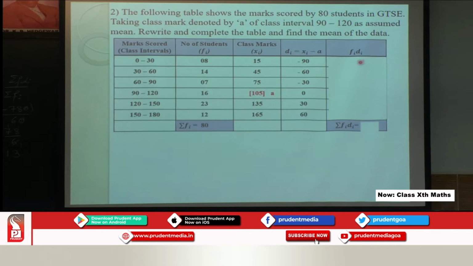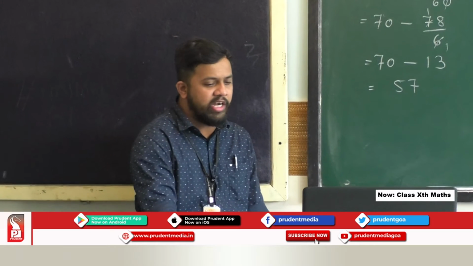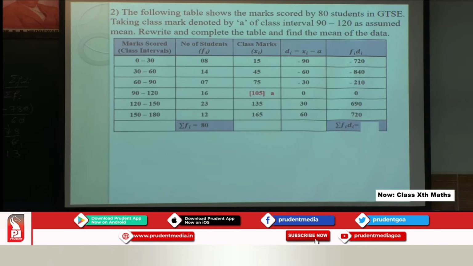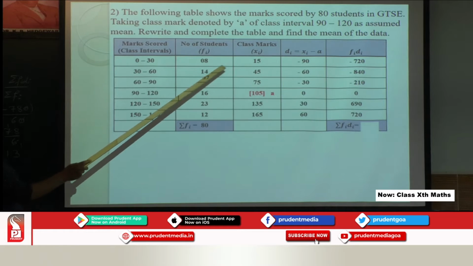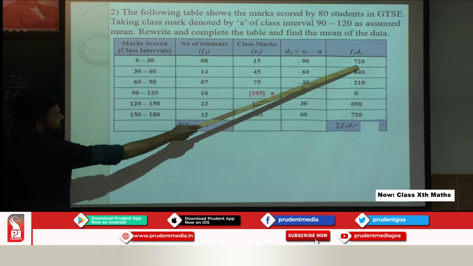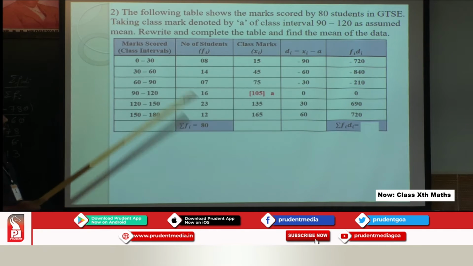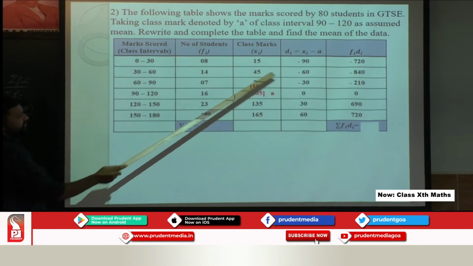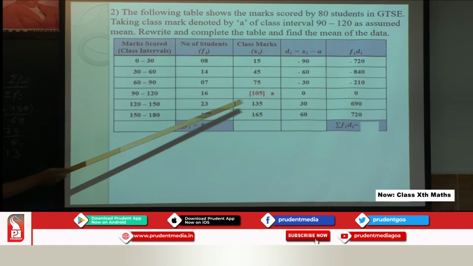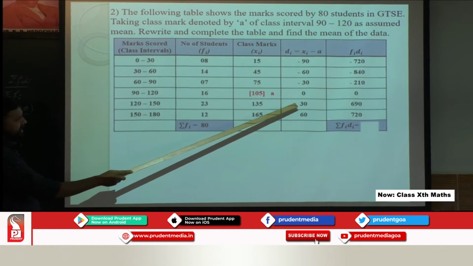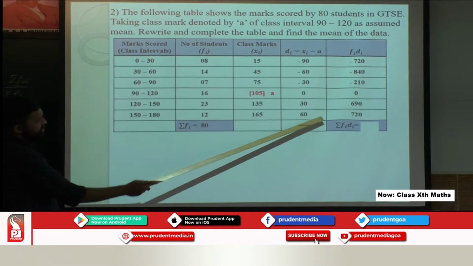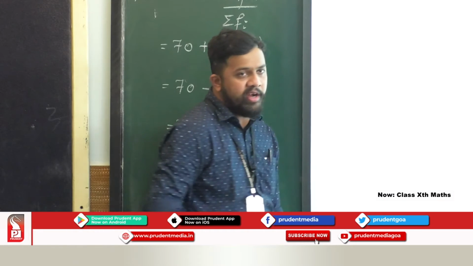What is the next column? fi into di. So let's multiply now. Once you multiply, you will get this answer. You can check. The first one is 8 into 90. 8 nines are 72, that is minus 720. 14 into 60, 14 sixes are 84, minus 840. 16 zeros are 0. 23 threes are 69, that is 690. And 12 sixes are 72, so that is 720.